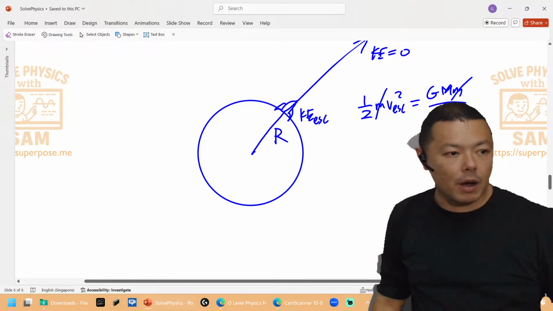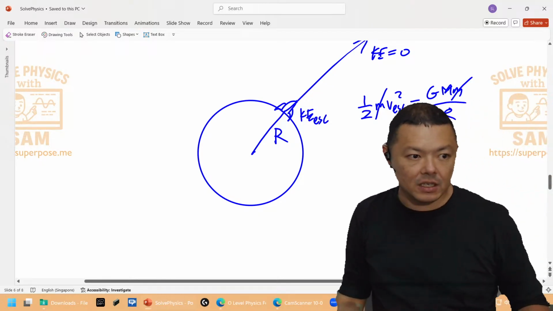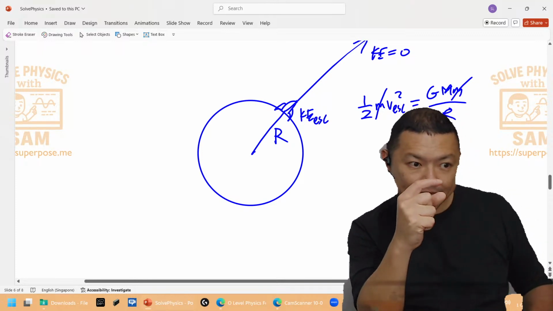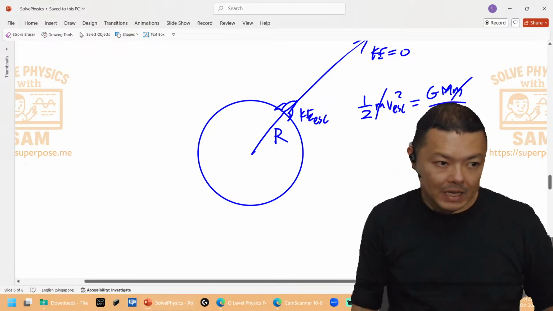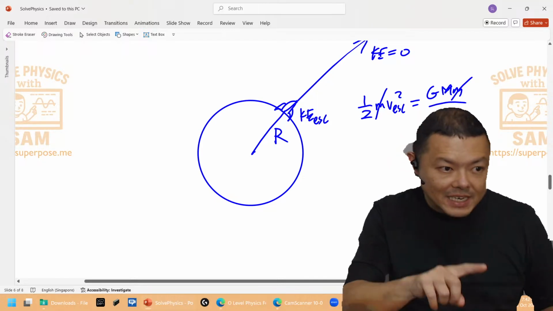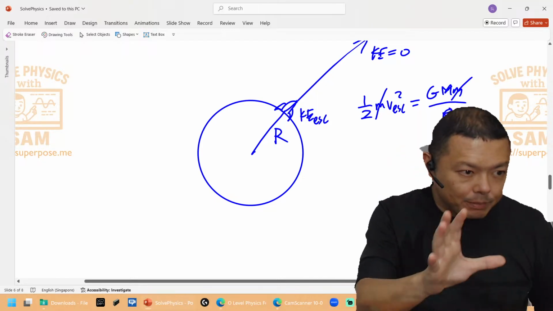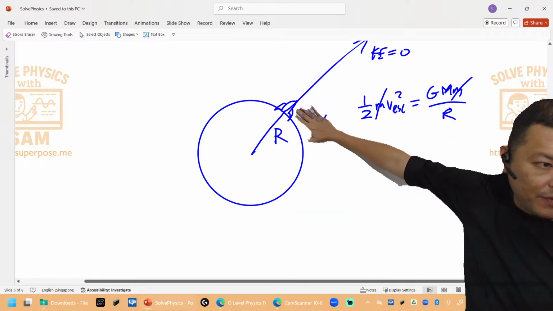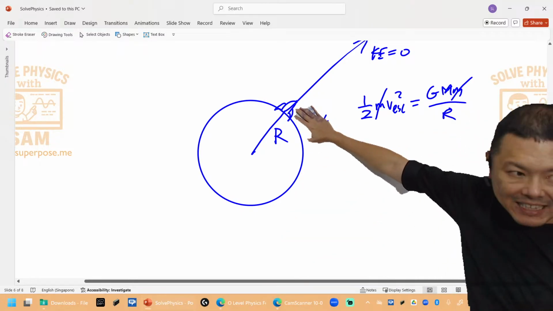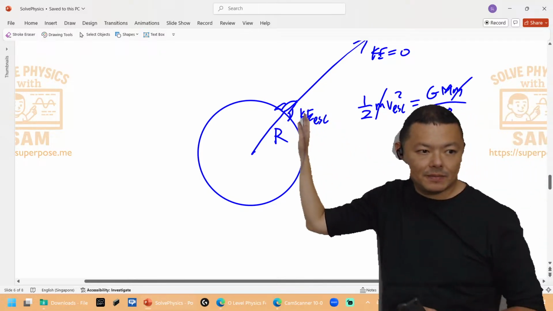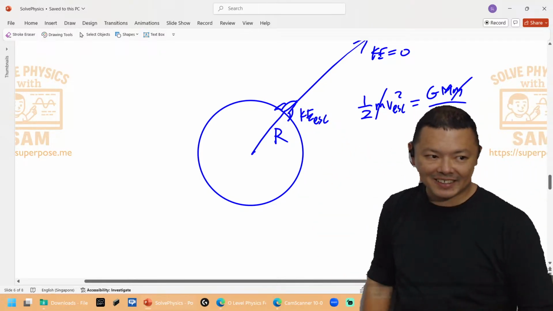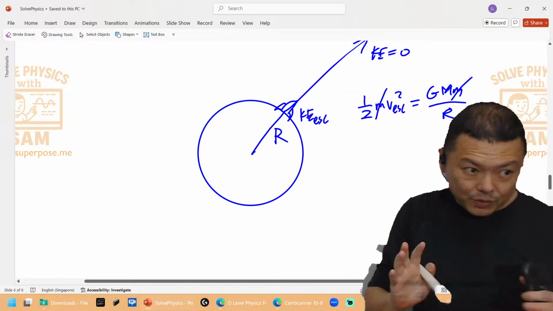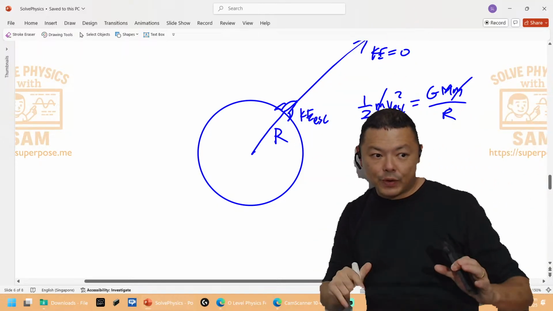What's the maximum amount of GPE that you can have? 0. 0 GPE is the maximum GPE. Do you understand that all objects on the surface of the planet have the most negative GPE? You get that, right? Okay. So you understand the concept of trying to escape to infinity so far? None of the things I said sounds foreign, right?